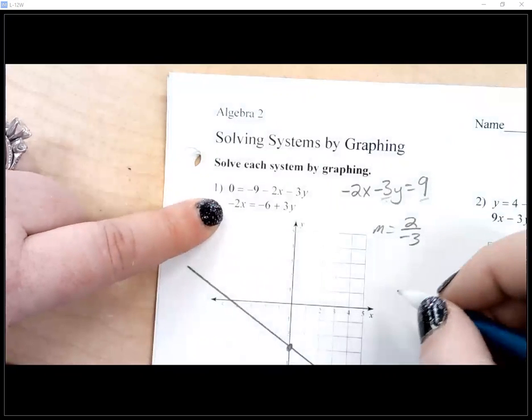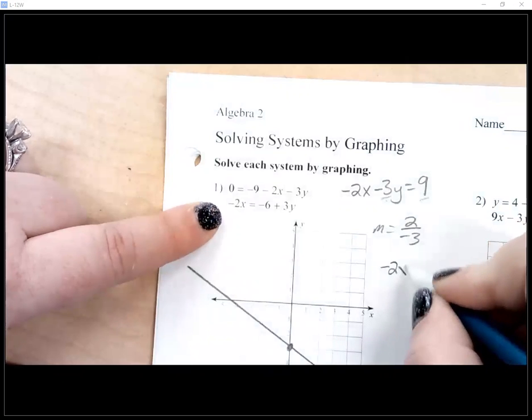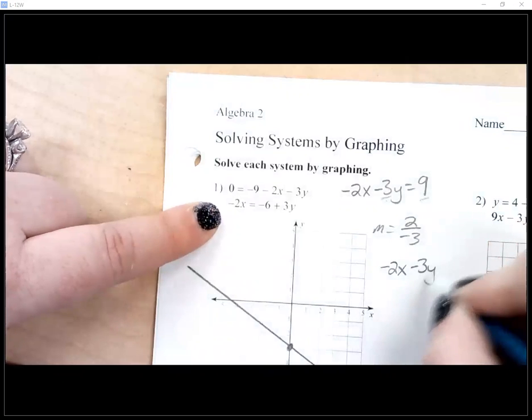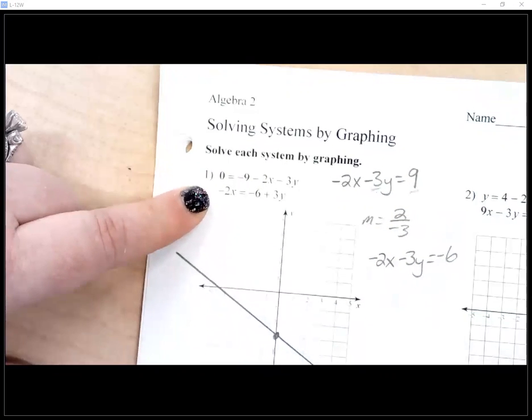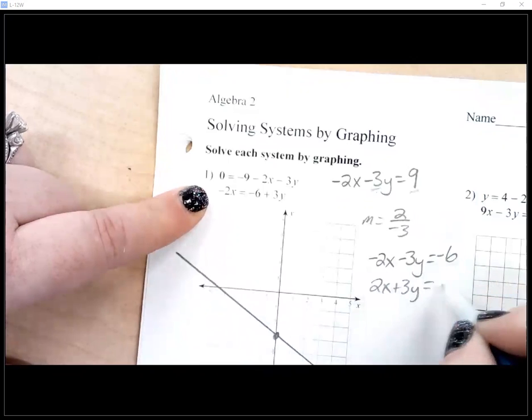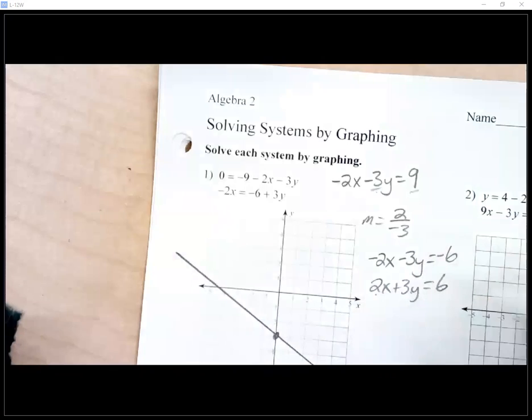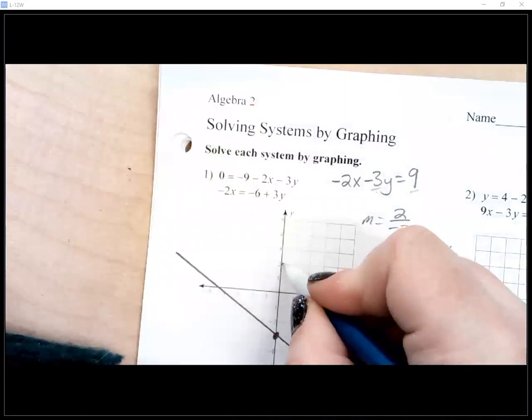I'll get that one in standard form also. So if I just minus the 3y to the other side, I'm going to divide everything by -1 because it bothers me that they're all negative. This one's actually super easy because both of these numbers divide into 6. So that means y is just going to be 2. And x is just going to be 3.